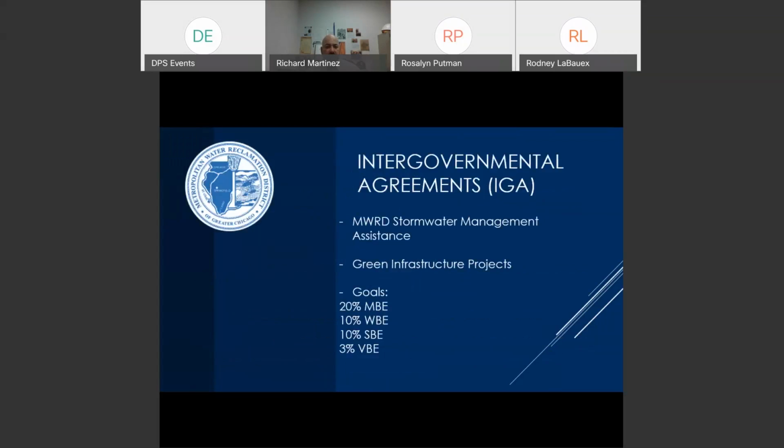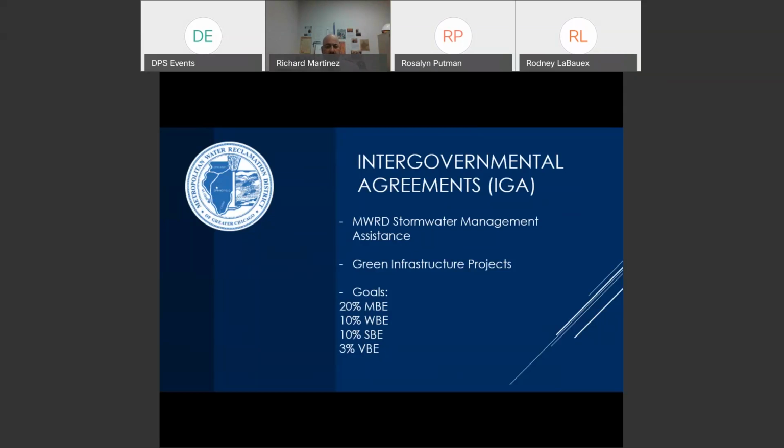One of the types of contracts that we apply our goals to are called Intergovernmental Agreements, or IGAs. These are green infrastructure projects where we partner with other government agencies. We've partnered with the City of Chicago's Department of Water Management in the past, and UIC and Cook County Forest Preserve projects on either stormwater management or green infrastructure projects, where the district will contribute a certain amount, usually up to 15% of the total project.